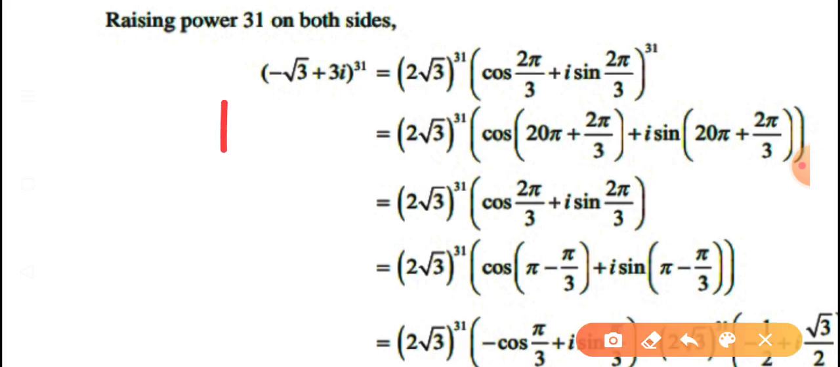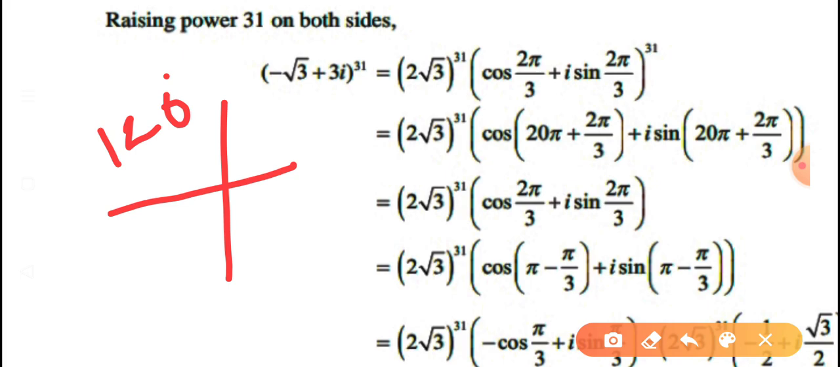2 pi by 3, how much degree? Pi by 3 means 60 degree, multiplied by 2, so 120 degree. 120 degree appears in the second quadrant. So we write 120 degree as pi minus pi by 3. We write cos pi minus pi by 3 plus i sin pi minus pi by 3. 2 root 3 power 31 into cos pi minus pi by 3 plus i sin pi minus pi by 3.